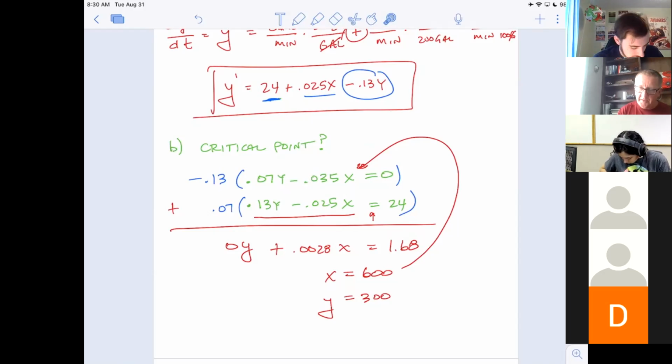So now I'm back checking it at the bottom again. 0.13 times a y of 600 minus 0.025 times an x of 300. Again, I'm crossing my fingers and I still got it wrong. This is actually getting a little embarrassing now. So I still didn't get 24. I got 70.5 over here.